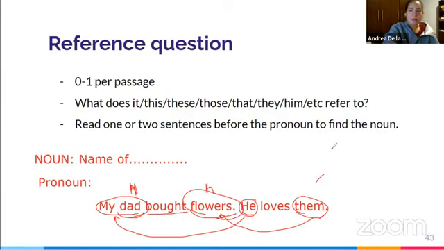Now, what does this have to do with the TOEFL reading? This specific type of question will ask you, what does the word them refer to? And you have to say it refers to flowers. Or it could ask you, what does the word he refer to? And you have to say it refers to my dad. That's kind of how this is going to be. They are going to ask you about certain pronouns, and you have to point out the noun.